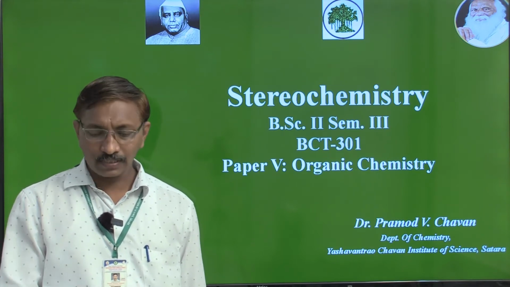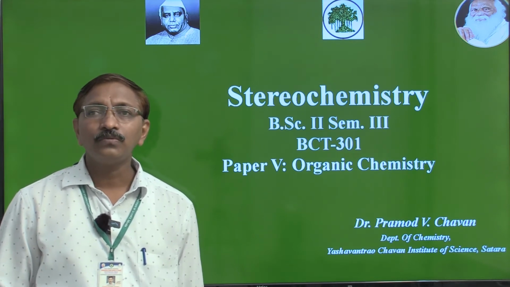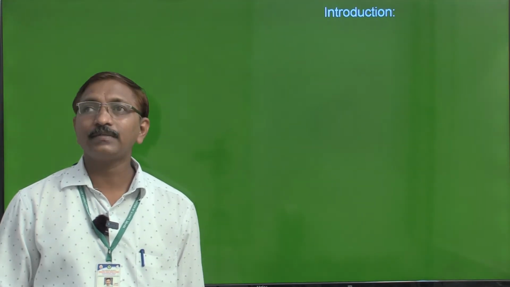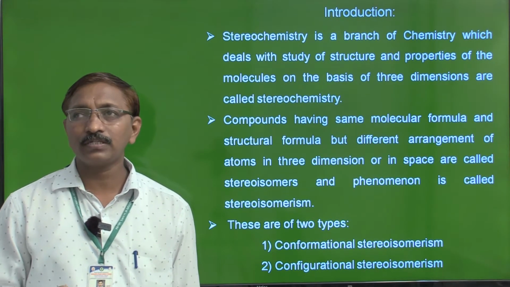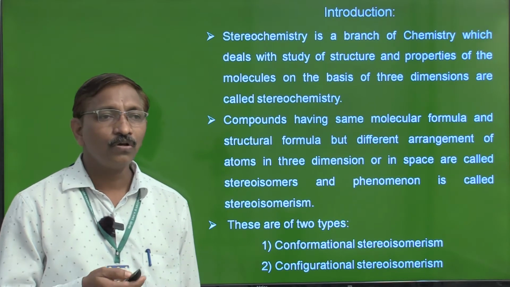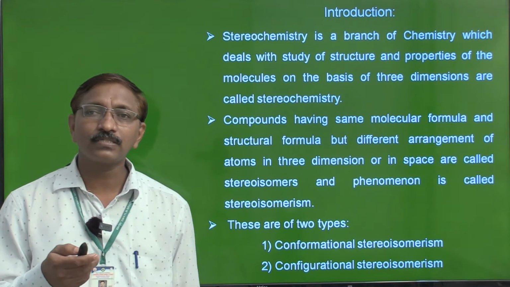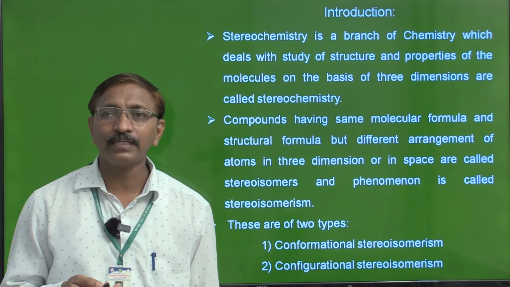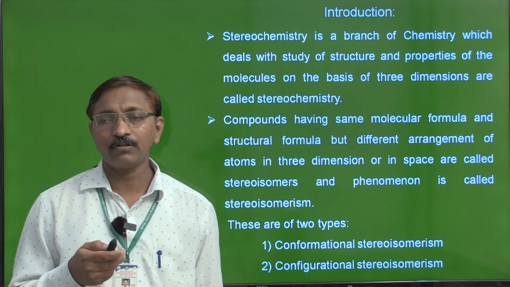In stereochemistry, as we have already learned in BSc 1 in BC 201, the basic concept of stereochemistry, we have already explained the basic part. As we know, stereochemistry is a branch of chemistry which deals with the study of structure and properties of the molecule on the basis of 3-dimensional arrangement. Compounds having the same molecular formula as well as structural formula but different arrangement of the atoms in 3-dimension or space are called stereoisomers, and that phenomenon is called stereoisomerism.